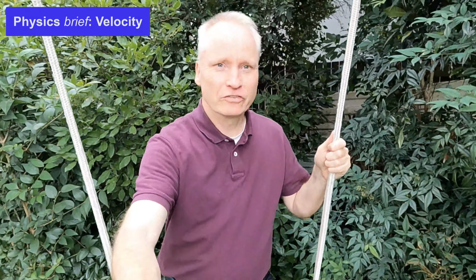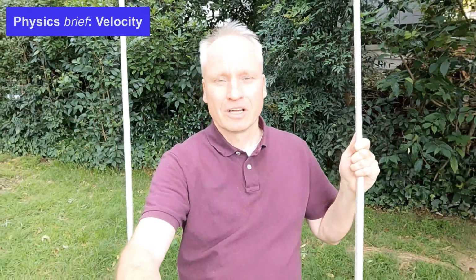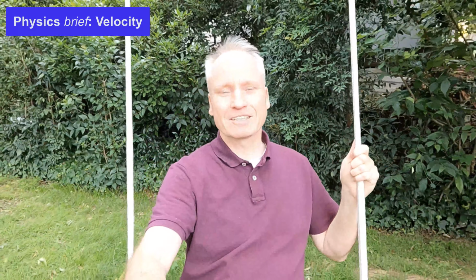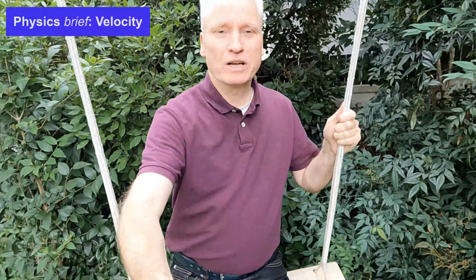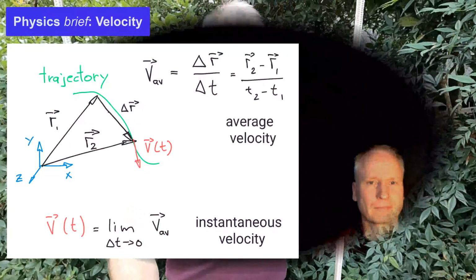Generally, velocity has three components: an upward, a forward and a sideward component, an x, y and a z component. Velocity is a three-dimensional vector. In one dimension, it's either forward or backward.